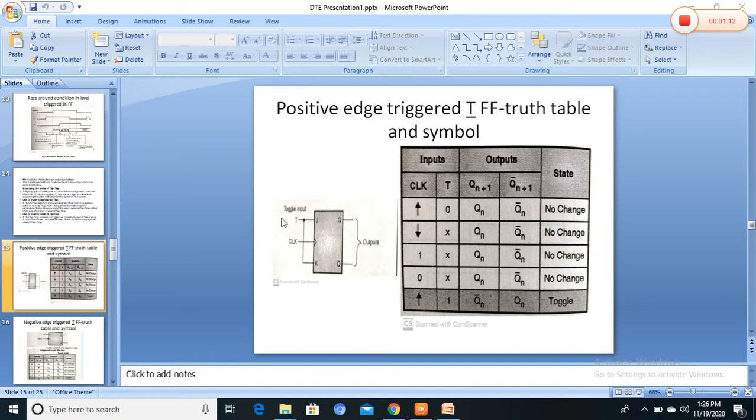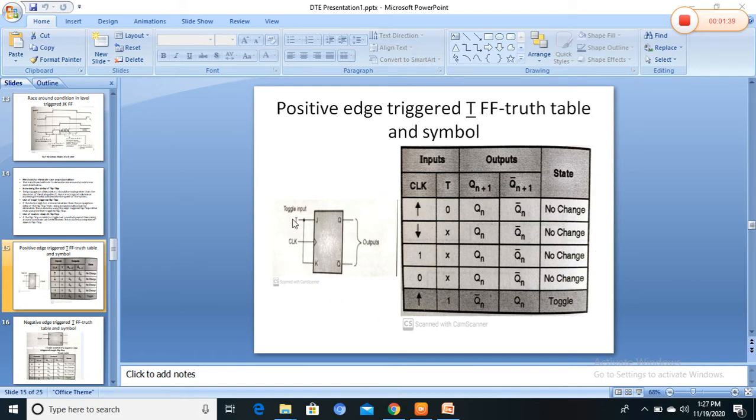From the truth table, when T is equal to 0, that means J and K are equal to 0. So the outputs Q and Q bar will not change, and they keep their previous condition. That is the no change condition.